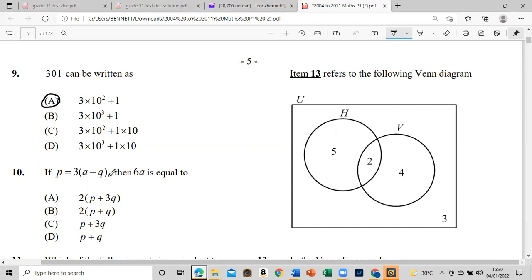All right, so let's see which one gives the value. Number 10, if P is equal to 3 bracket A minus 2, then 6A is equal to what? We could just find A first, so 3A. I remember I was doing this on another paper. So it's A minus 2. I have to solve the 3A first, so it's 3A minus 3.